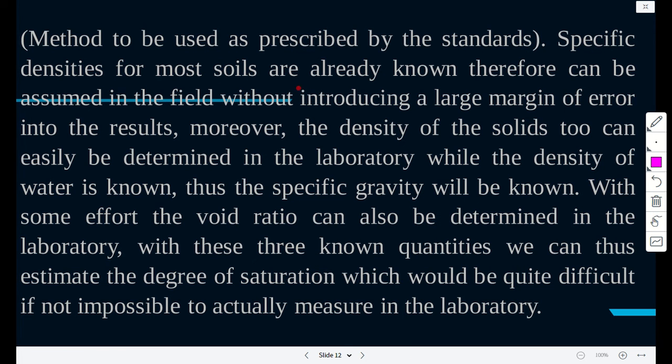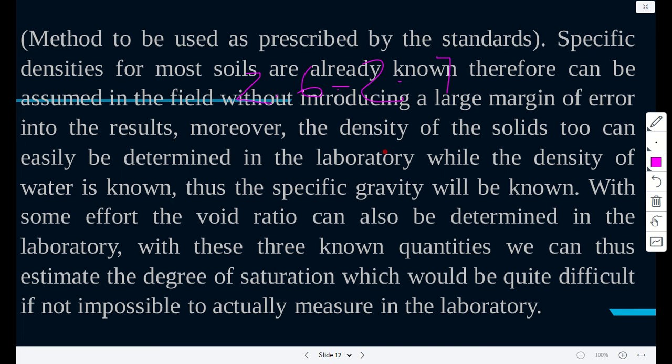Specific density for most soils is already known, or you can easily measure it without introducing anything new. In fact, the specific density is maybe between 2.6 to 2.7. So that's the point. Unless someone has a question, this is just explaining that it's easy to express.